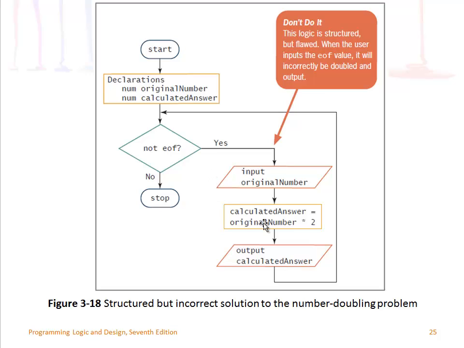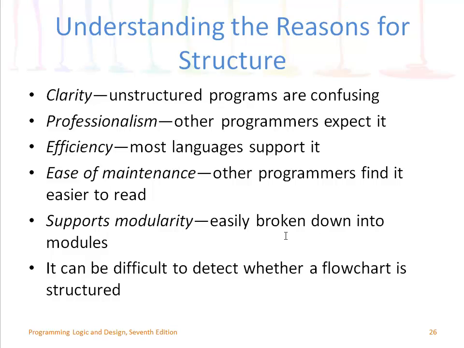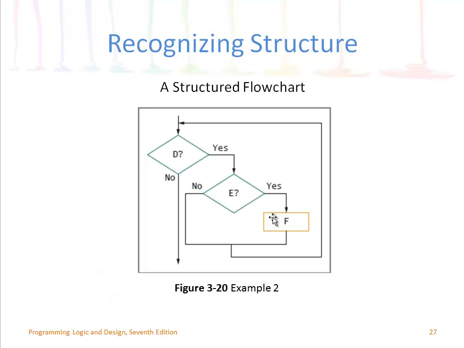So that would also be a problem, because we'd actually get the number after we've asked that, and if they put in the end of file value, we may not be able to double it, and we've potentially crashed the program too. So there are a lot of ways not to do it, and some reasons for why we have structure. Sorry this part took so long.